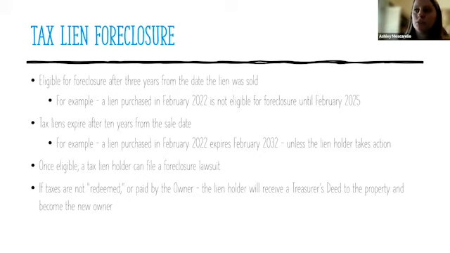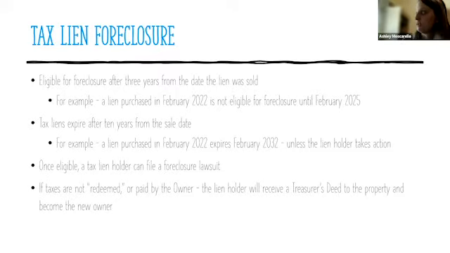So turning back to the actual lien, you hold it. You're the owner of that lien for that particular property. That lien is not eligible for foreclosure the minute that you purchase it. The way that this works is that the statute requires the lien holder to wait to foreclose until 3 years after the date the lien was sold.